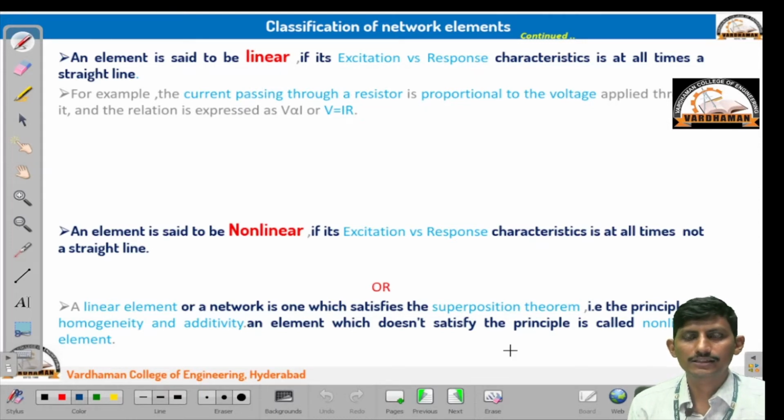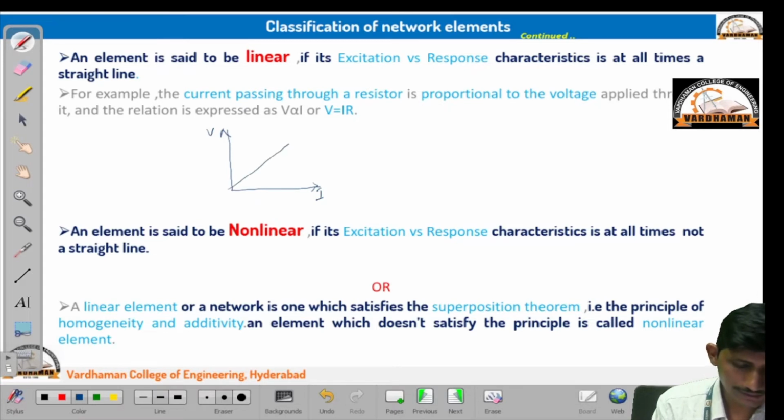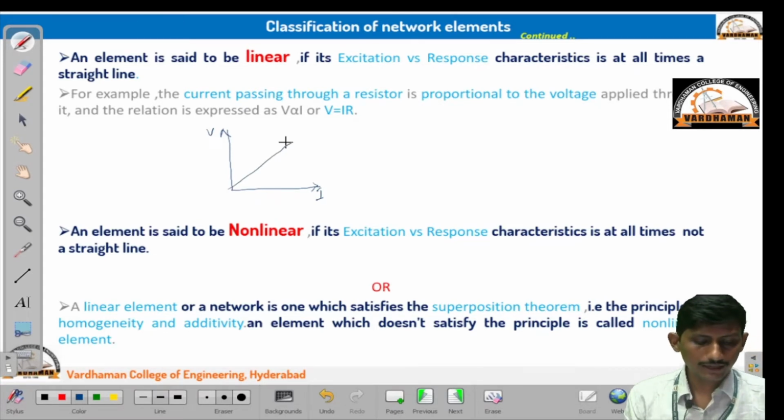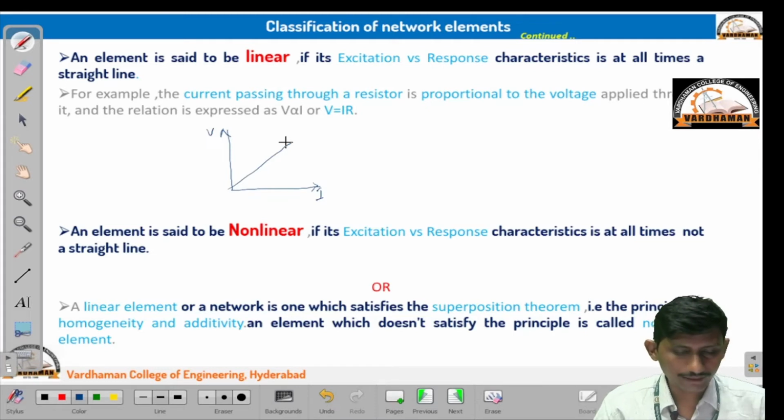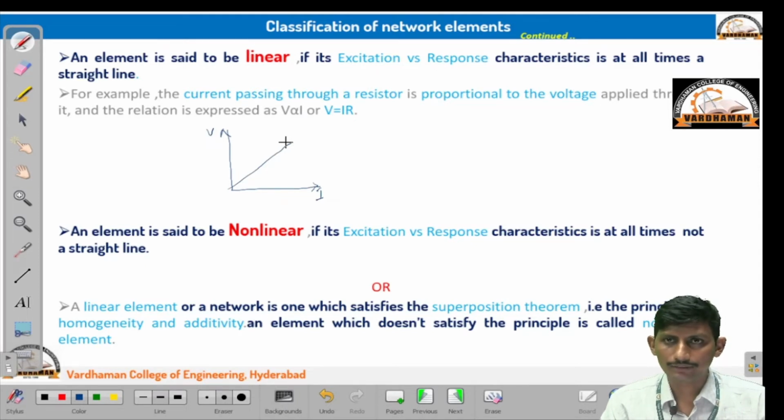That means linear is nothing but a straight line. For example, let us take a resistor whose relation between voltage and current varies linearly. That means if current is flowing through any element, the voltage developed across that element is linearly proportional to the current flowing through that element. If we increase current, voltage also increases, or the other way, if we increase voltage, current flowing through the element also increases, or if you decrease the voltage, current flowing through the element also decreases.